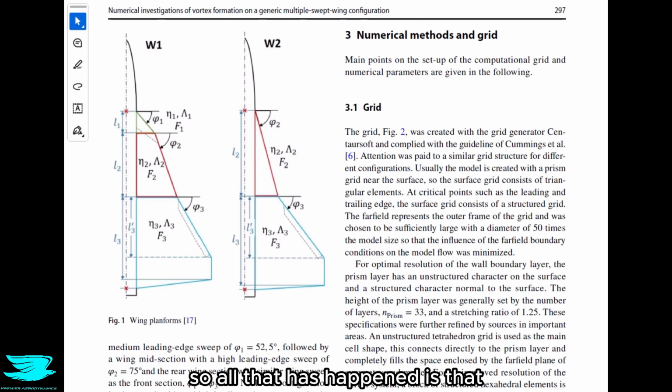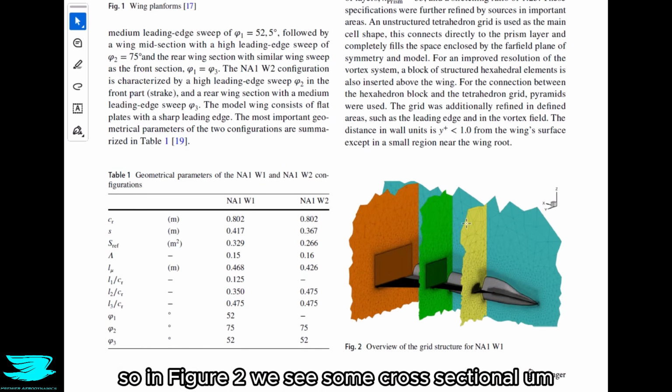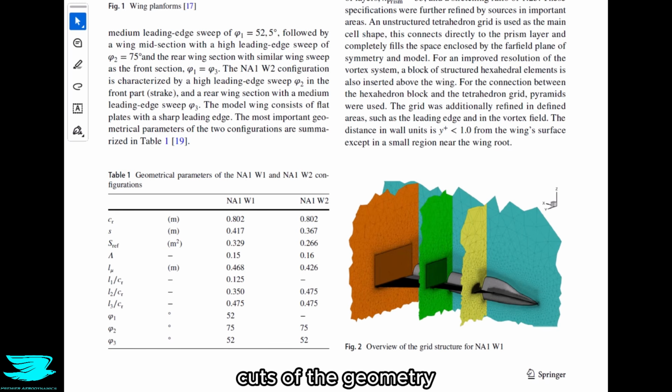So all that has happened is that an additional leading edge has snuck in the front there. And because they are using CFD to simulate these geometries, the mesh they used is very important. So in figure 2, we see some cross-sectional cuts of the geometry.